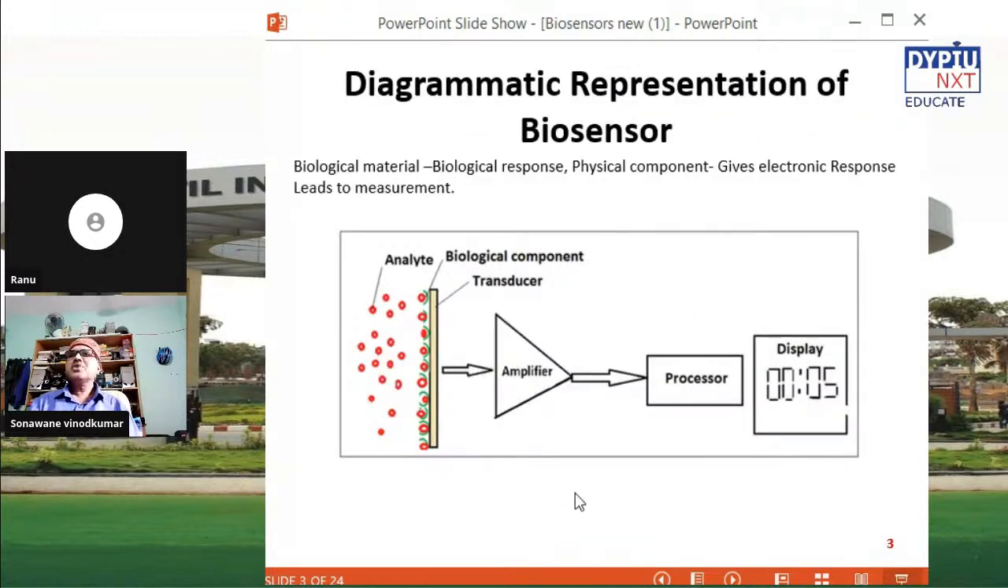So this is a simpler diagrammatic representation of a biosensor. Here we see there is some biological material which leads to a biological response, and another physical component which gives an electronic response and leads to measurement. So this is how the biosensor can be explained diagrammatically.